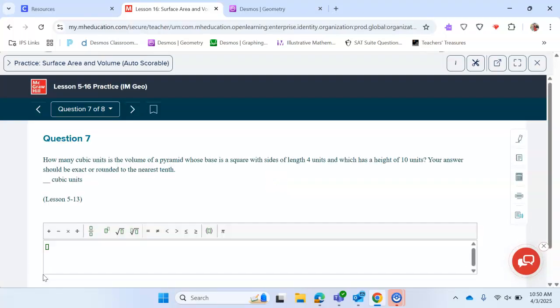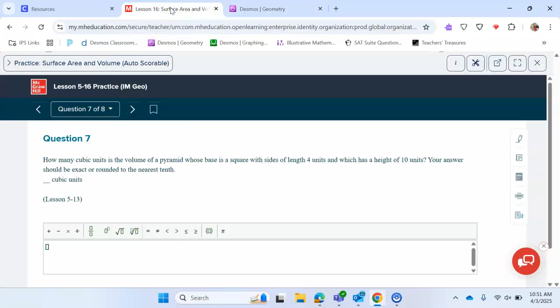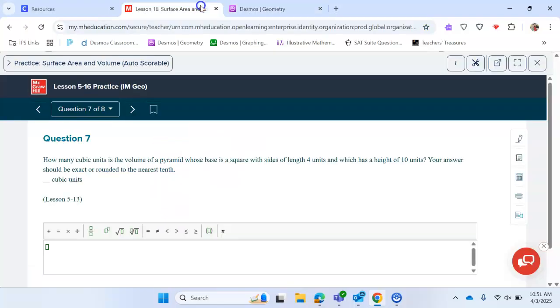Question 7. How many cubic units is the volume of a pyramid whose base is a square with sides of length 4 units, which has a height of 10 units? Your answer should be exact or rounded to the nearest tenth. The volume of a pyramid is 1/3 the area of the base, which they said was a square, so that's 4 squared, times the height, which is 10. 53 and 1/3.